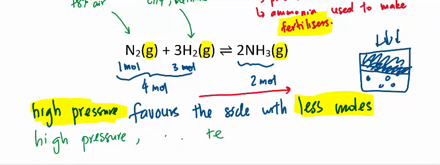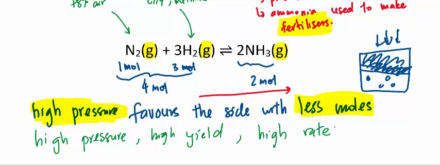Wait, let me write it down. High pressure, high yield; high pressure, also high rate. So what do you think I will use? Will I use high pressure? Yes, because it fits both categories. So in the Haber process, in order to make this very, very fast, we use a pressure of 200 atmosphere. Do you need to memorize this? Of course, you need to memorize this 200 atmosphere.